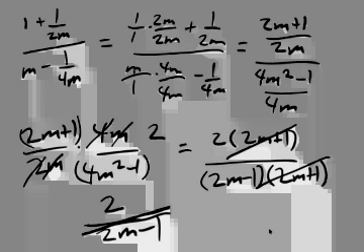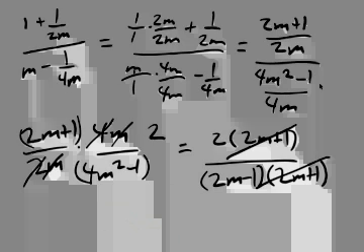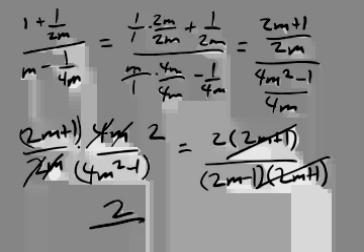If you're like me, you'll have a problem with it being written like that. So, write that one more time. 2 over 2m minus 1, the simplified form of a complex fraction.